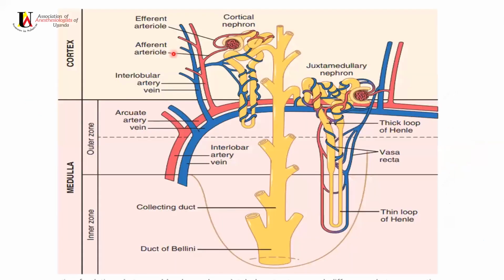Okay, so looking at this, we have the renal cortex and the medulla. So we have the blood supply. These are the arcuate arteries that are running in, then giving off the interlobular branches.